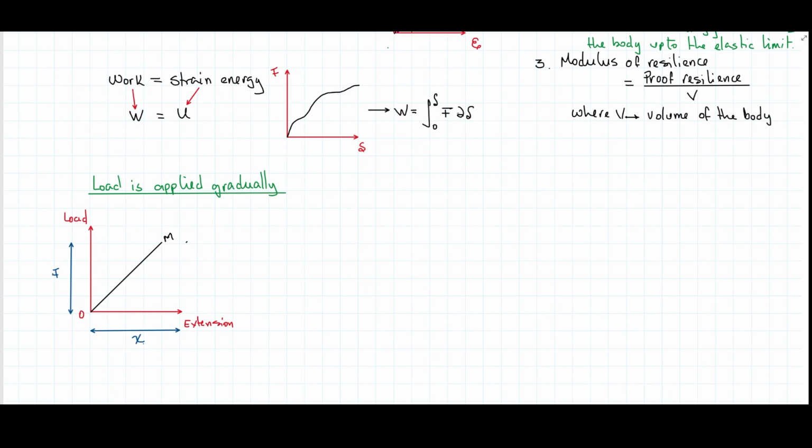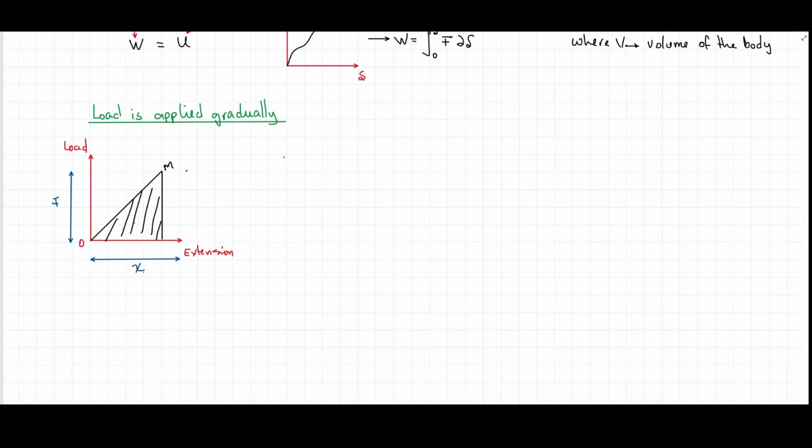So work, as defined here, is the integral of this curve, which is equivalent to the area under the curve. If this O to M is my curve, then the area under the curve is going to be represented by a triangle here. All of this is going to be the work done by this load that created this extension. The work done is going to be equal to force times displacement, which is basically the integral under the area.